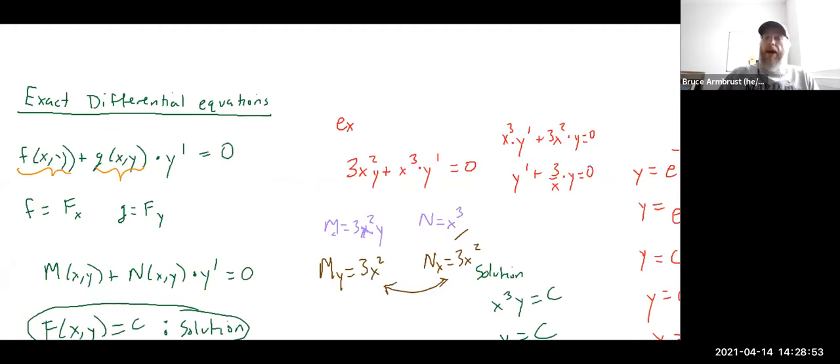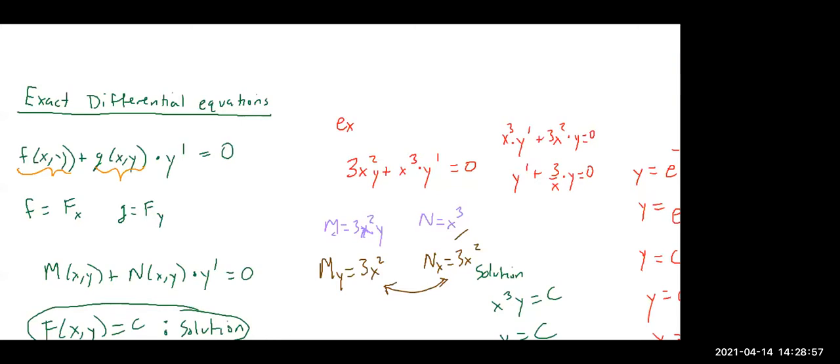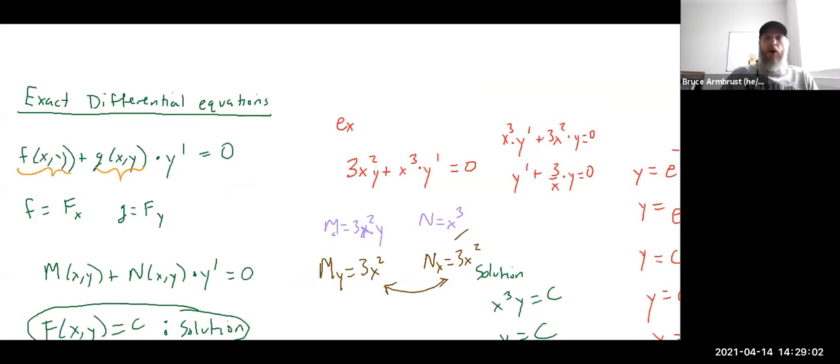All right, so let me show you another example. And this one will actually run all the way through. We'll first show that it is exact. Then we'll find the potential function. We'll take that potential function and set it equal to c. And there's our solution. Okay, so let me go ahead and erase all this stuff real quick.